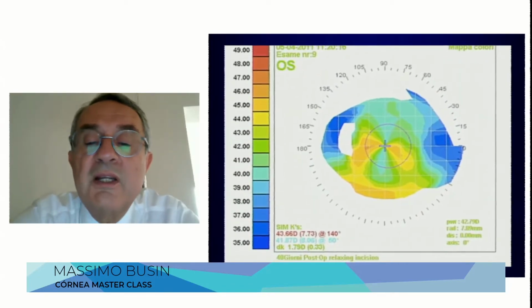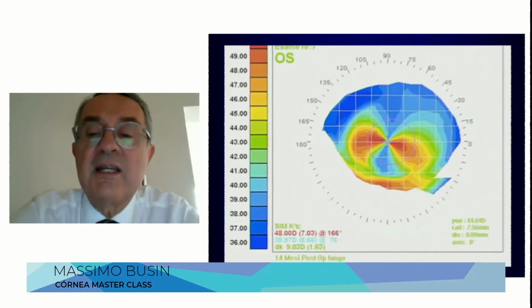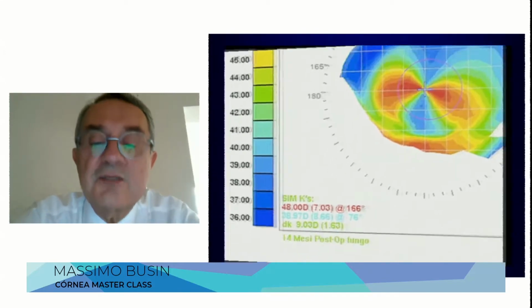This is what happened to that one. It went down to 2 diopters with that simple procedure. That's the patient that had this type. So the nice thing with this is exactly this.